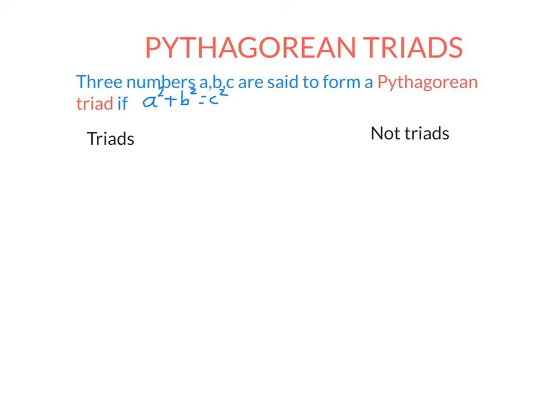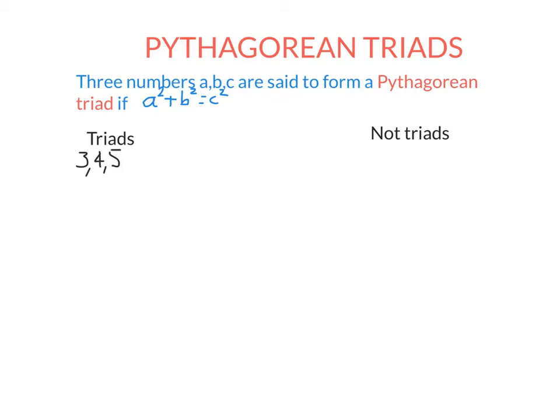Thank you so much for tuning into this video on Pythagorean triads. So we learned in a previous video what Pythagoras' Theorem is. It's that a squared plus b squared equals c squared. Now, if you can find three numbers, a, b, and c, to substitute here to make this statement true, then we say that they form a Pythagorean triad.